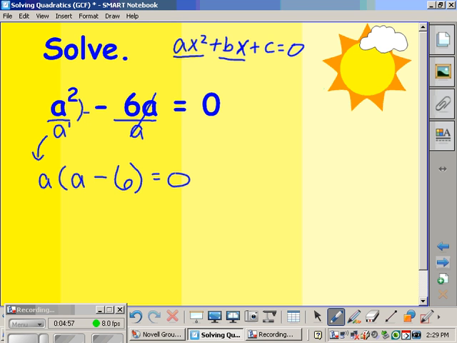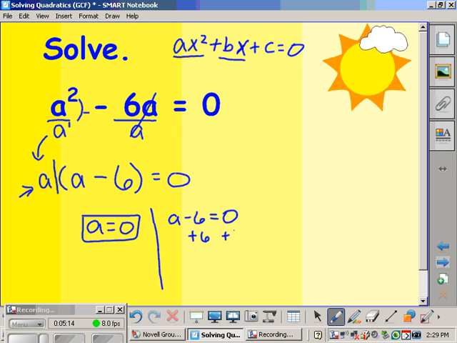From here, we're going to create two equations, so we have two x-intercepts. One of our equations will come from the a, and that will just be 0. So one of our x-intercepts is 0, and the other one we will get by solving our other equation for a. Now a is no different than x. It's just another variable that we use, but it means the same thing. So our two x-intercepts, if we were to graph it, we would put 2 points, one at 0 and one at 6.